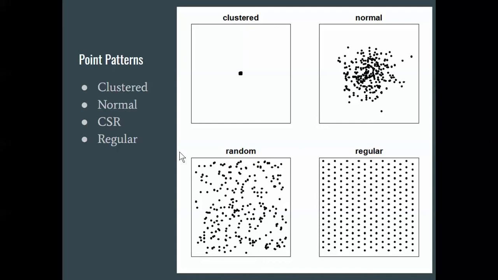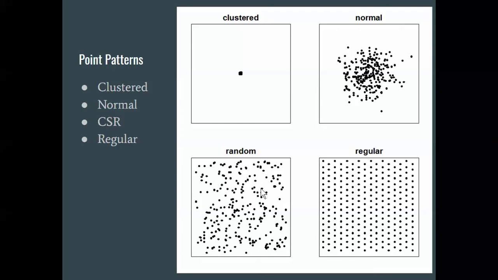Now, the alternative to this, and understand, this is not random, this is normal. A true random, and by the way, we call this a true random or CSR distribution. Okay, this is a complete spatial random distribution. And in this case, there is no statistically significant underlying concentration or distribution of the points. Okay, so again, clustered to regular, normal to random. Okay, 4 ways of understanding points.